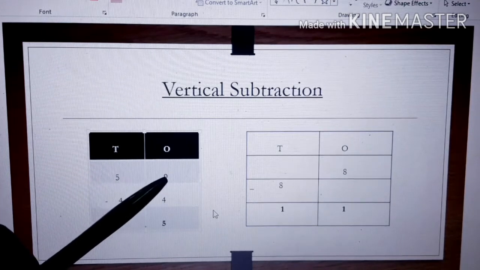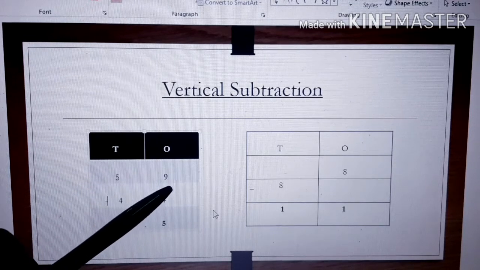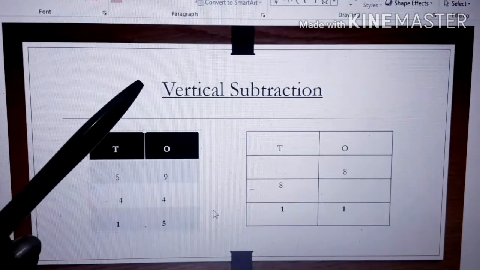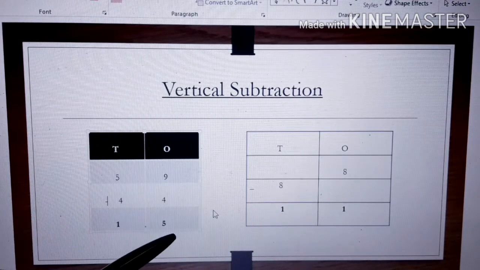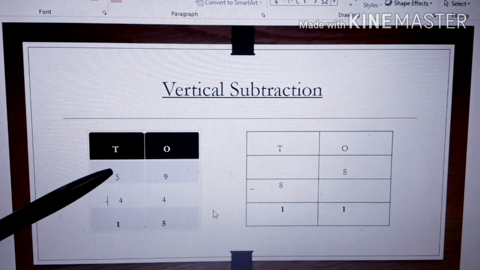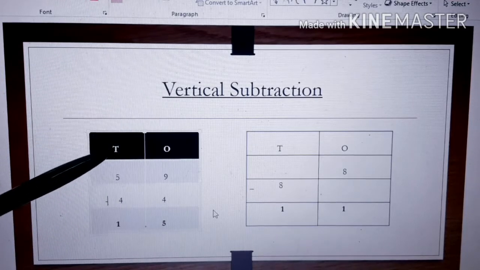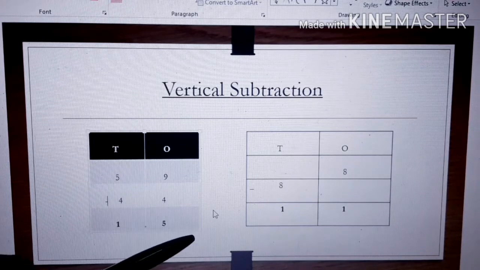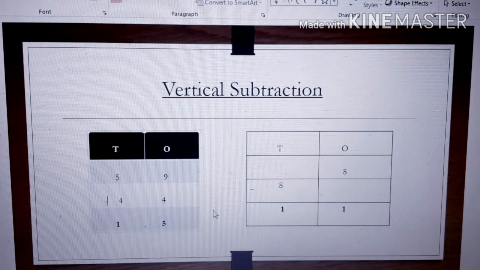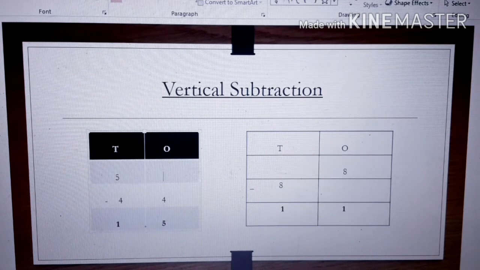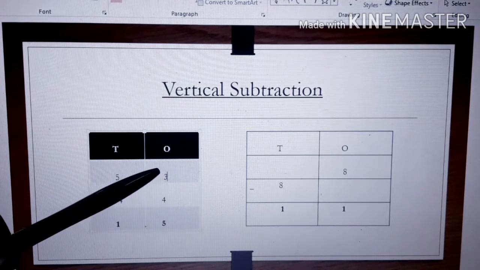Open. What is the bigger number? 9 here. So you open 9 fingers and the smaller number is what? 4. So you close 4 fingers. How many fingers remain open? 5. So the answer in the ones place is 5. Next, we'll move to the tens place. 5 minus 4. What do we get? 1, right? So the difference is what? 15. Clear?